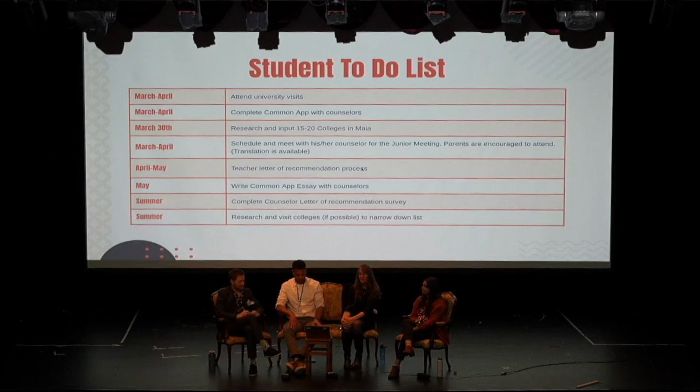In April and May, your children will be letting us know which teachers they would like, and we'll go through that process. At the end of May, after AP exams, we'll be working on their Common App essays with them. During the summertime, they can be completing the counselor letter of rec survey, and you can do that as well. Also during the summer, continue refining that considering list, and if you're traveling at all, go see campuses.